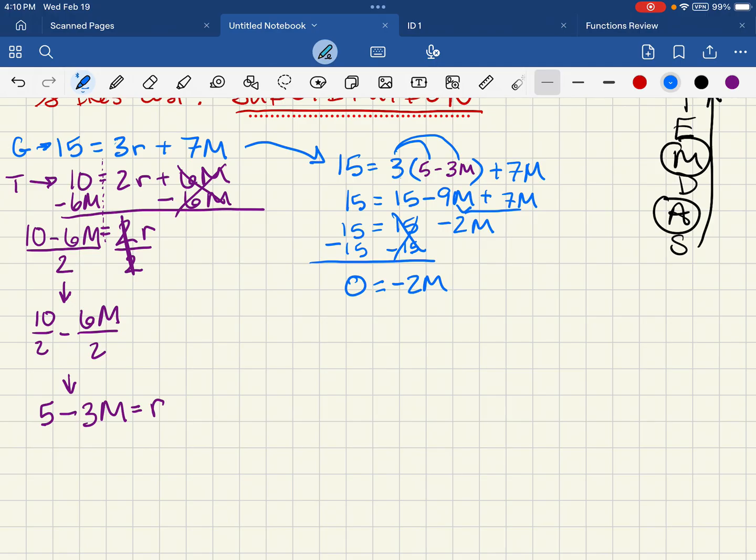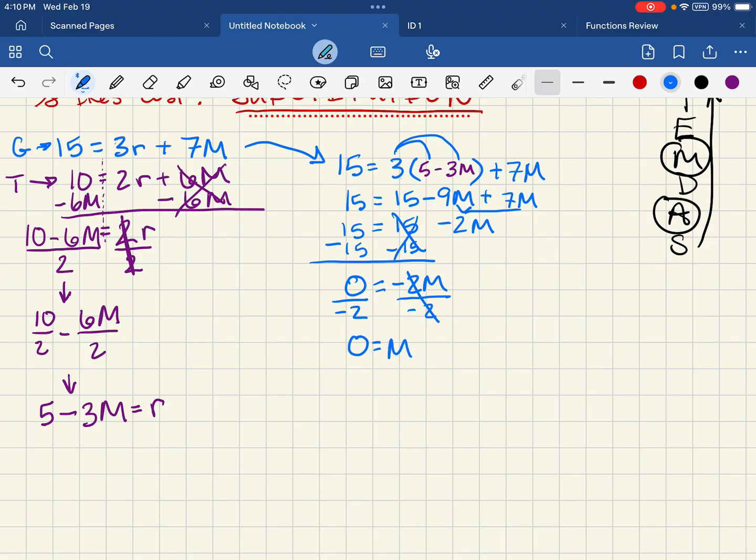A lot of people get stressed out when they get a 0, but it's just a number, so don't stress. Next up in reverse PEMDAS, after we've taken care of our addition, our next thing is multiplication. The opposite of timesing by 2 is dividing. Oh, and I should have said negative 2, so I'll divide each side by negative 2. That cancels, and I get 0 equals M.